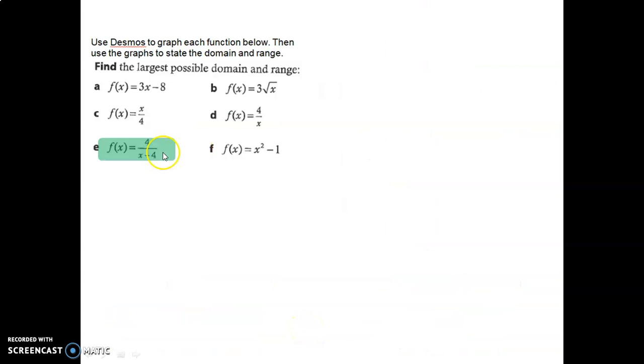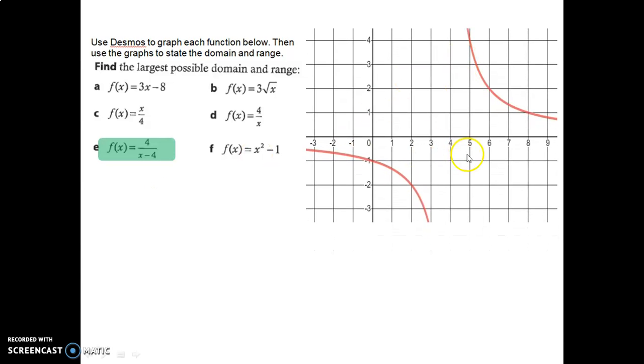Okay, let's try this one. Put this in Desmos, see what the graph looks like, and let's get the domain and range. This graph looks like this. Again, it's a fraction with variable in the denominator, so it's going to be what's called rational again, just like this one was. And rational again always has this shape, curve, curve.